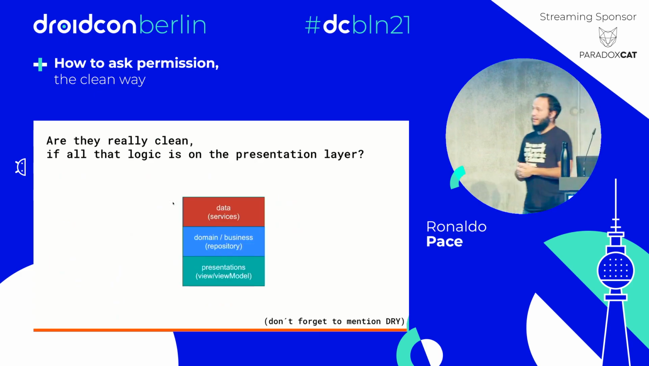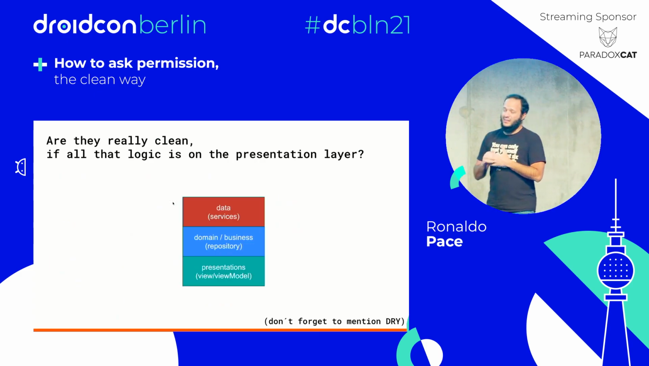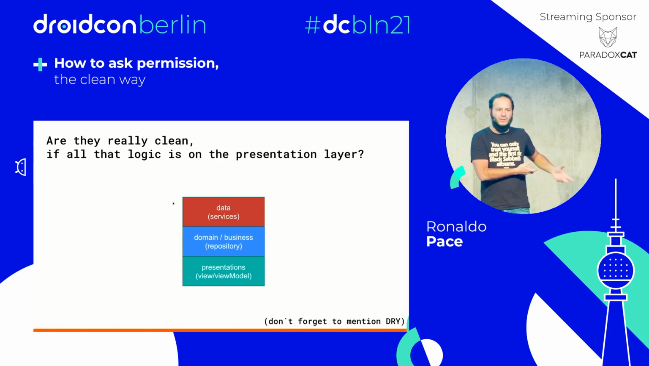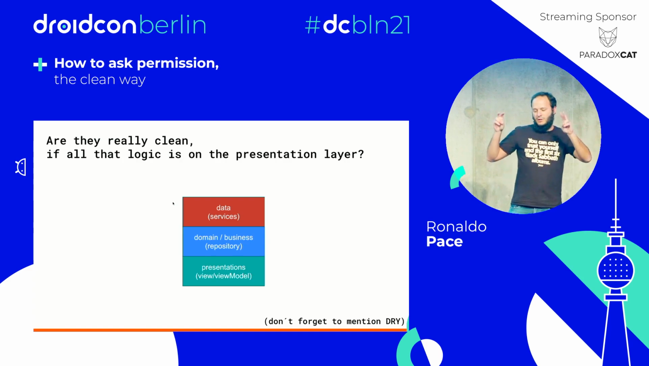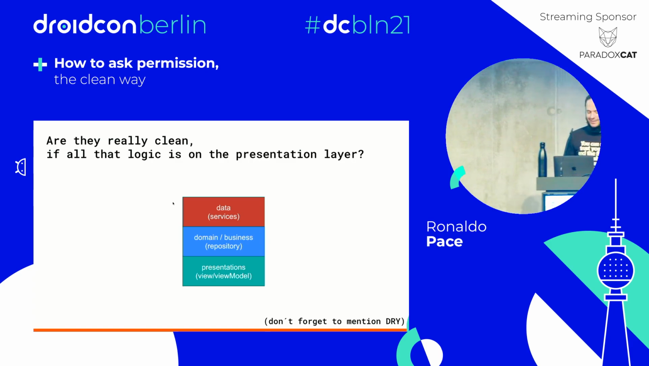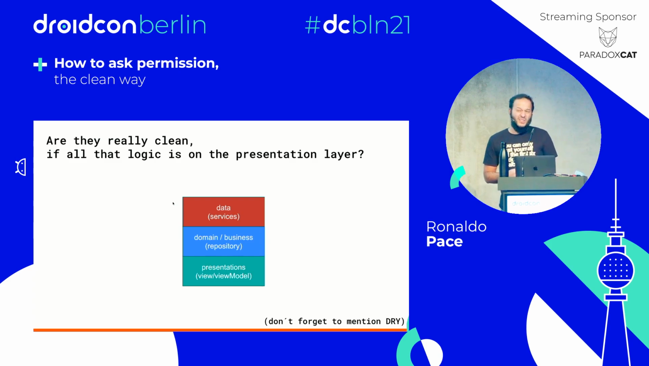And my question is, are any of that really clean with all those if-else inside your view being aware of what it has to be requested? There's a system request, a permission. It's a permission type android.content.something, location, I guess. And I don't think it is.